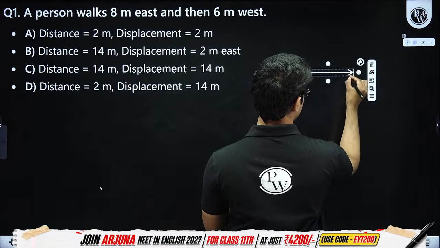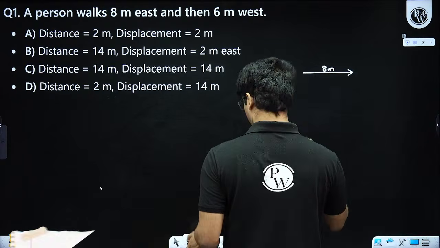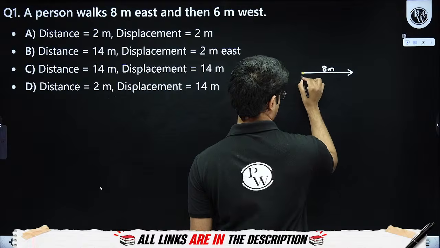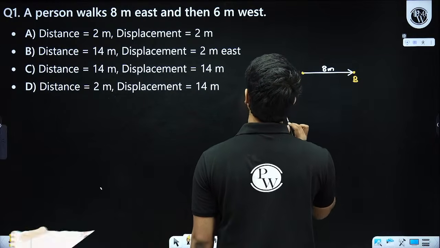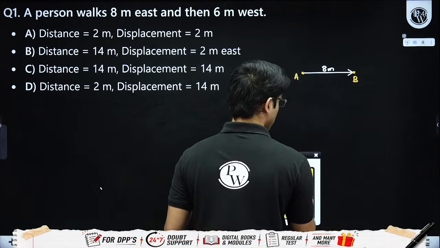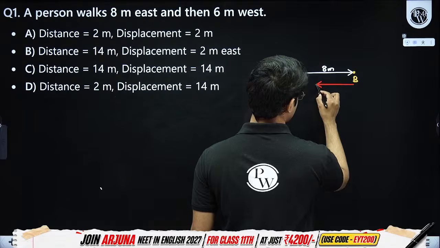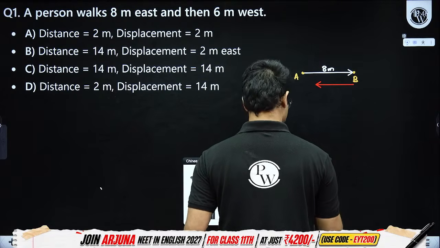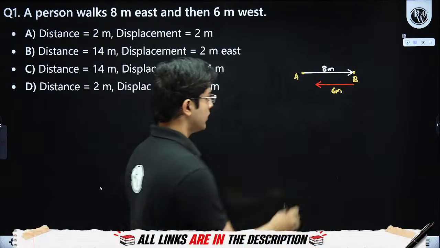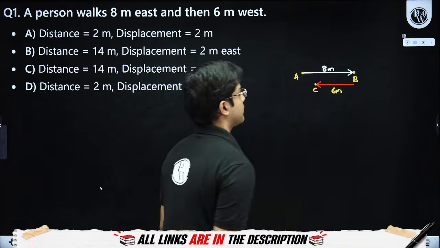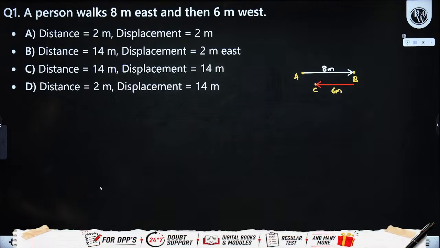So first displacement is 8 meters to the east. Okay. And he reaches point B. And then from point B, he moves to the left by 6 meters, right? So I just don't want to mix it in this diagram itself. I'll draw that below. Okay. So then he moves to the left by 6 meters. Then what is the distance and displacement? Okay. It's finally at this point C. So what will be the answer, guys? What will be the answer?